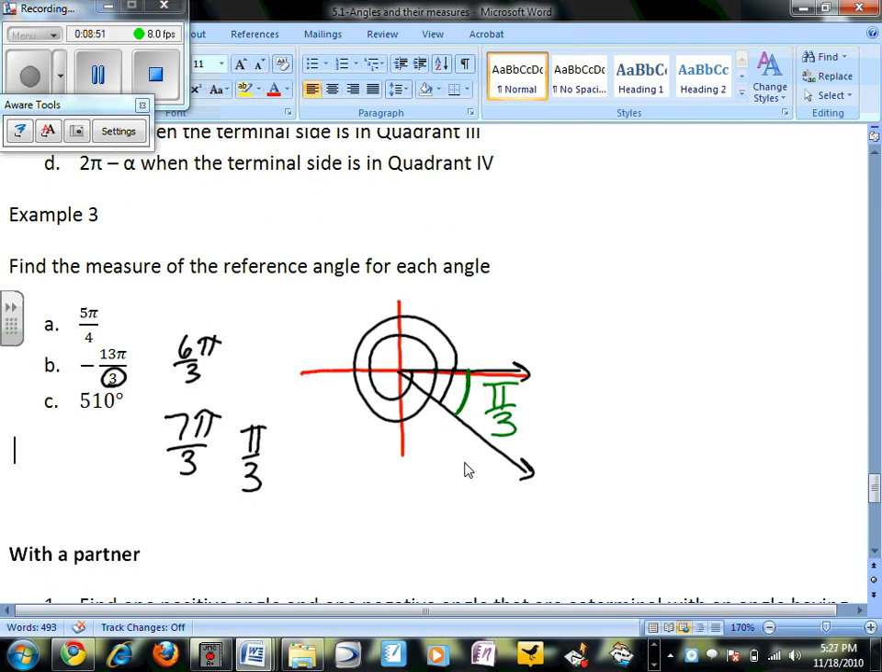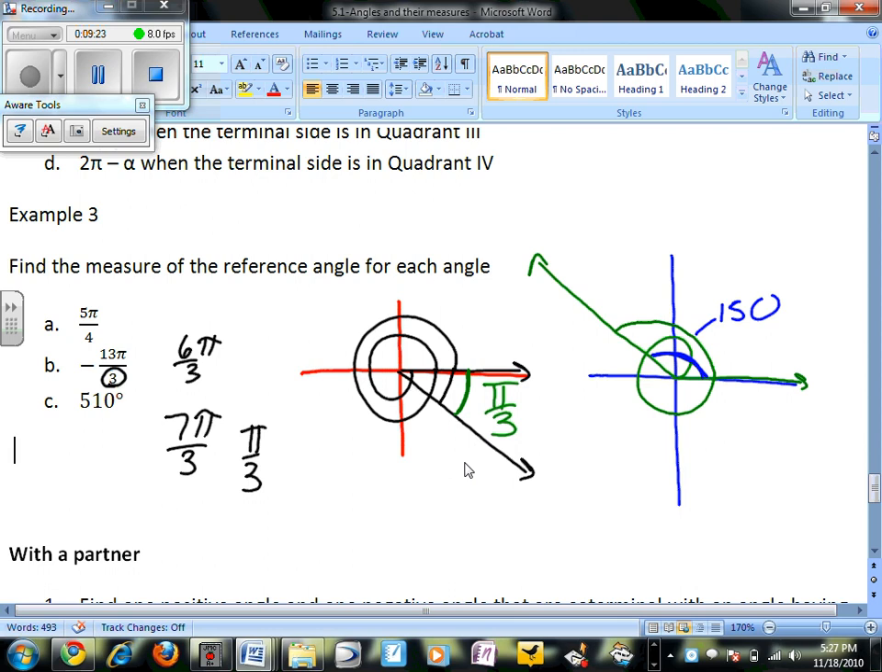The last one here is C, 510 degrees. Well, that's bigger than 360, so what's left from 510 minus 360 is 150 degrees. 150 degrees is past 90, and it's not quite 180, so it's here. So that's 150 degrees from here to here. Its reference angle is the acute angle from the terminal side to the x-axis. What's left over is 30 degrees. I hope that made sense to you.